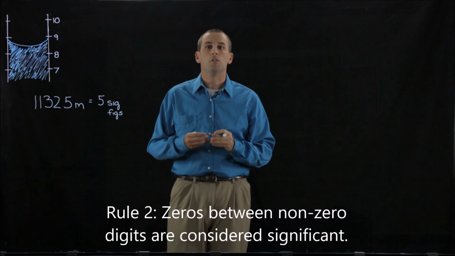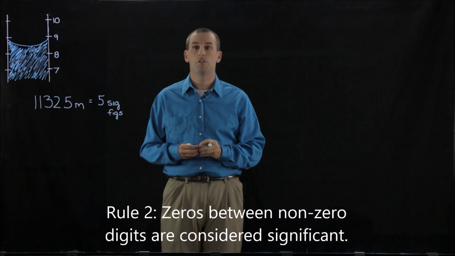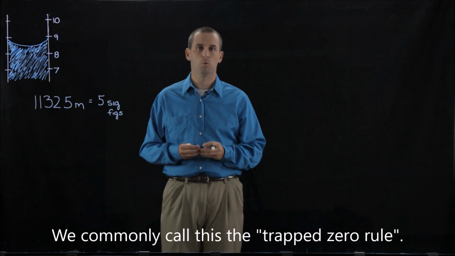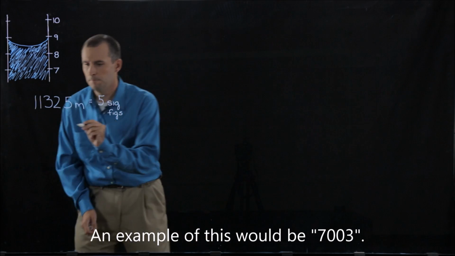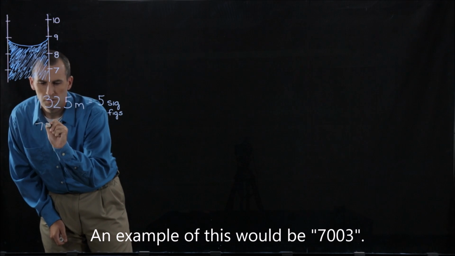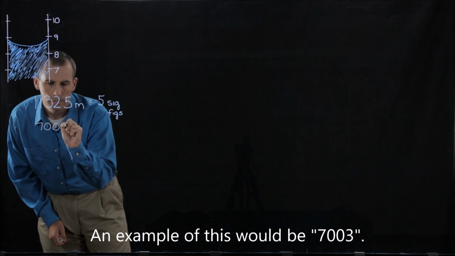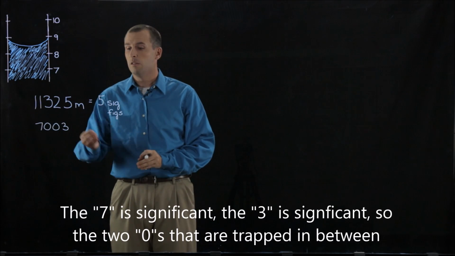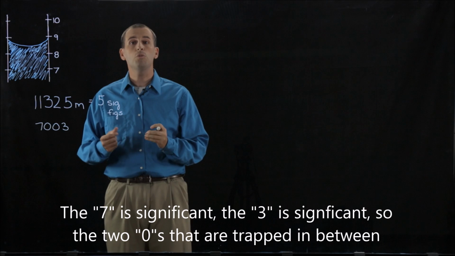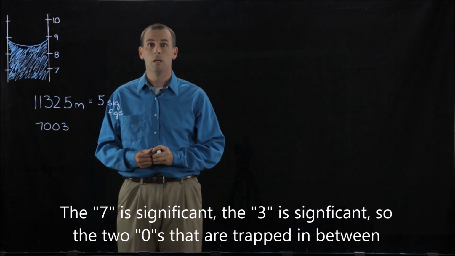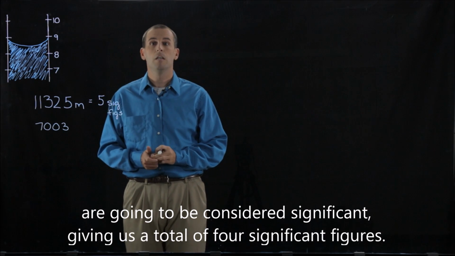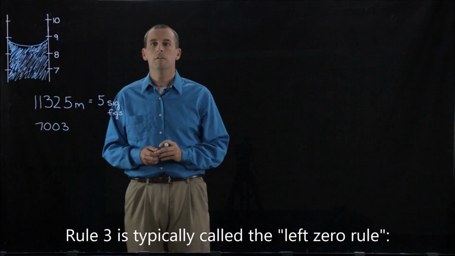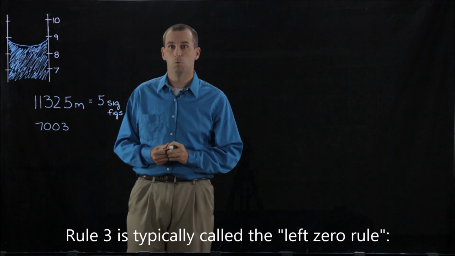Rule 2, zeros between non-zero digits are considered significant. We commonly call this the trapped zero rule. An example of this would be 7,003. The 7 is significant, the 3 is significant. So the two zeros that are trapped in between are going to be considered significant, giving us a total of 4 significant figures.